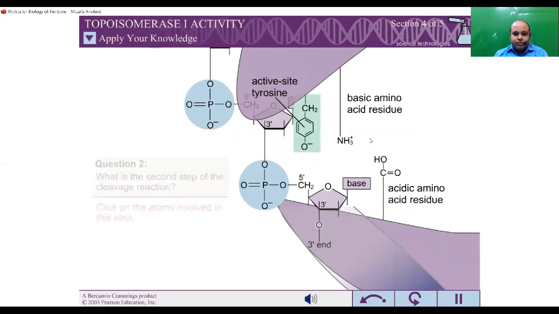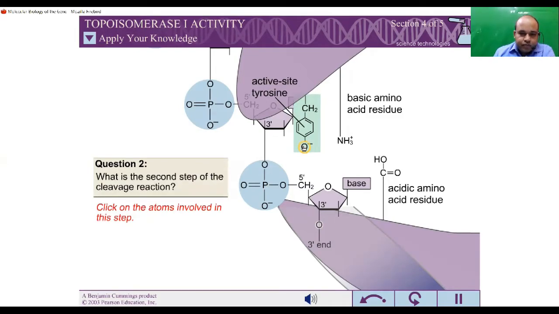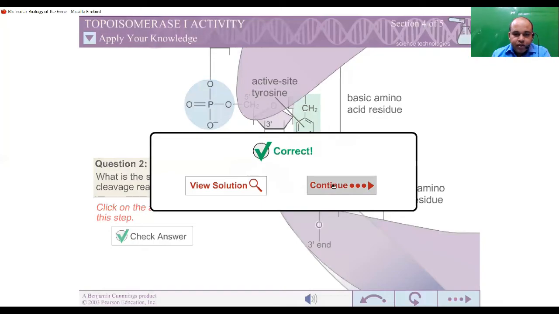Question 2. What is the second step of the cleavage reaction? Click on the atoms involved in this step. The second step of the cleavage reaction involves the attack of the oxyanion over the innermost phosphate. As the oxyanion attacks the innermost phosphate, it is going to break the phosphodiester backbone. Correct. Okay.